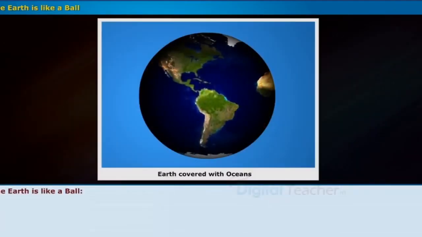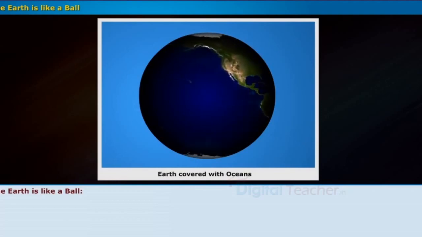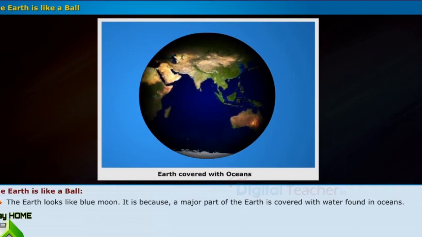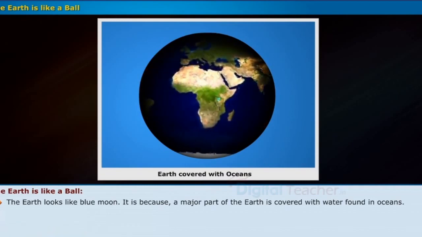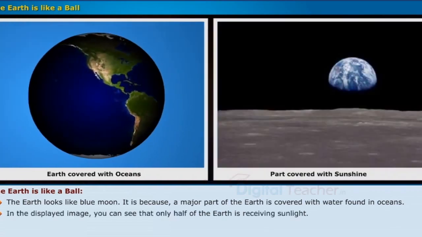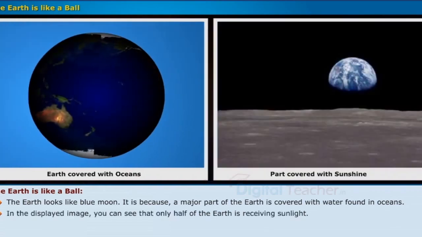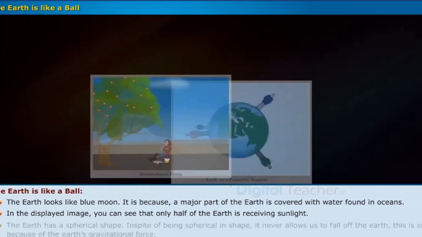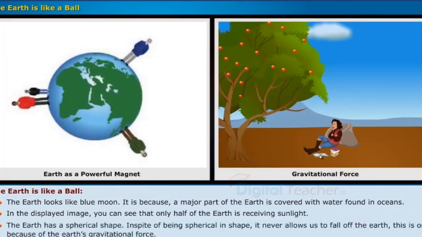Let us start our learning with the Earth is like a ball. The Earth looks like a blue moon. It is because a major part of the Earth is covered with water found in oceans. In the displayed image, you can see that only half of the Earth is receiving sunlight. The Earth has a spherical shape. In spite of being spherical in shape, it never allows us to fall off the Earth. This is only because of the Earth's gravitational force.